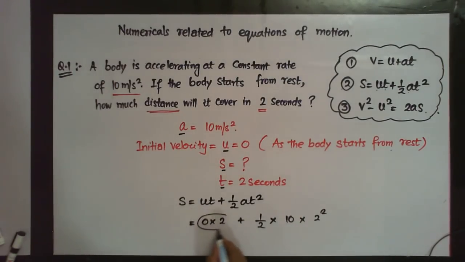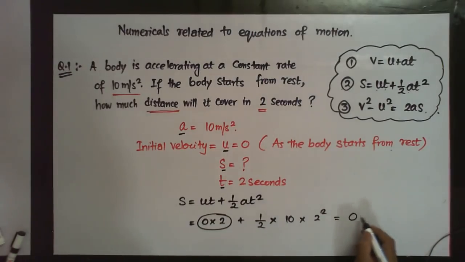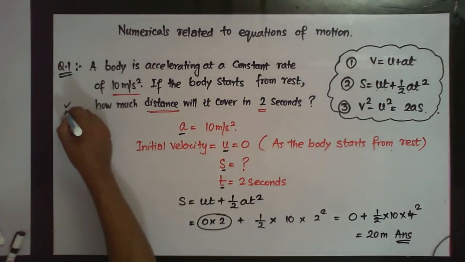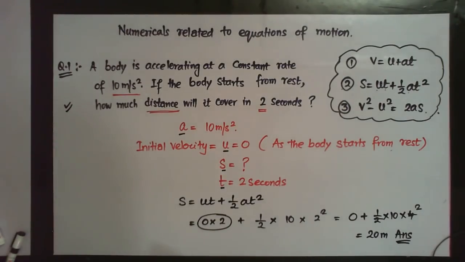So this part becomes 0. So this is 0 plus half into 10 into 4. So 2 2s are 4. So we get 20 meters. So this is the answer to this question. The question looks difficult for class 9 children in the beginning, but if you start solving these questions, they become very easy later. So let us go to the second question.